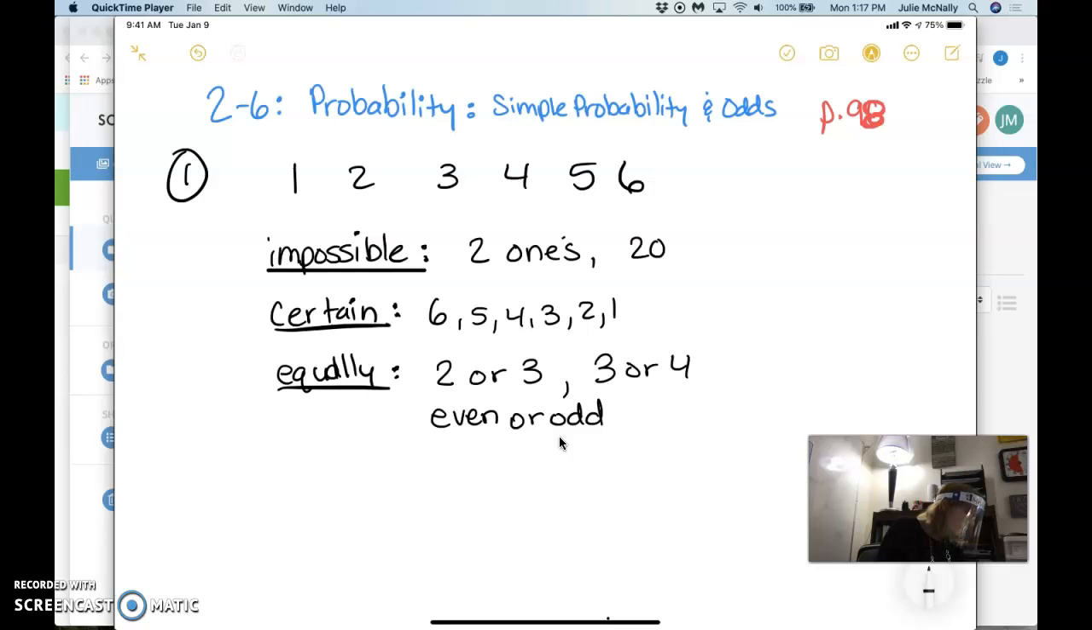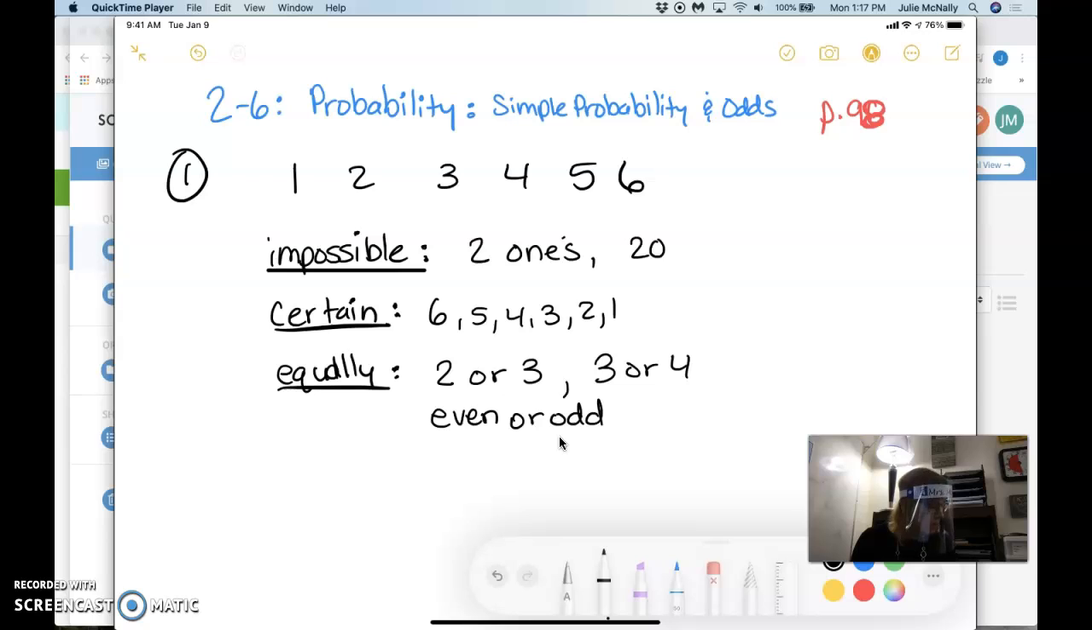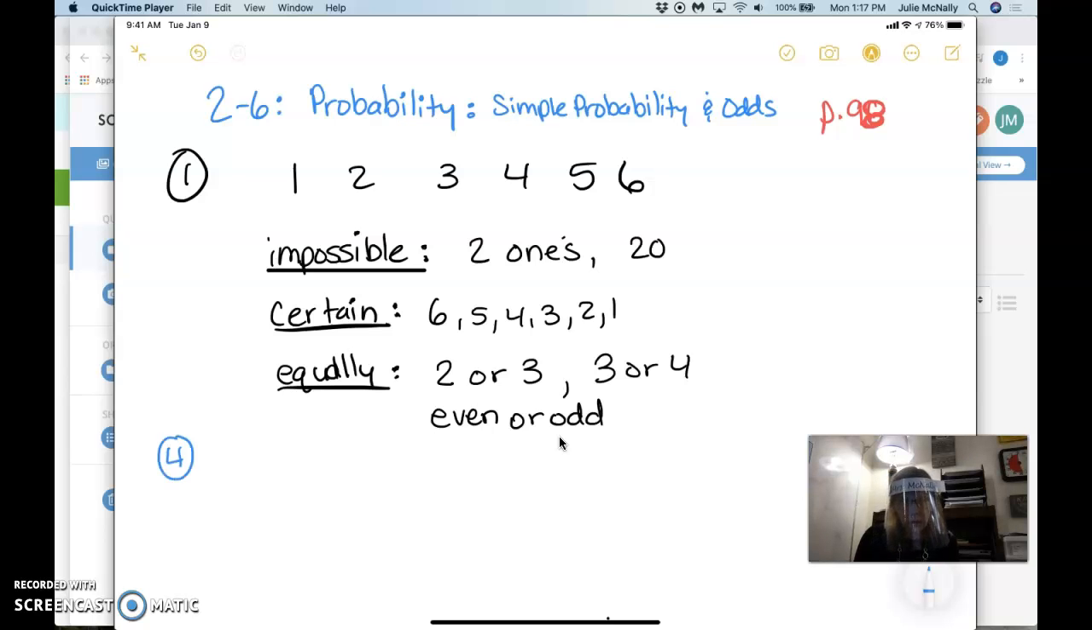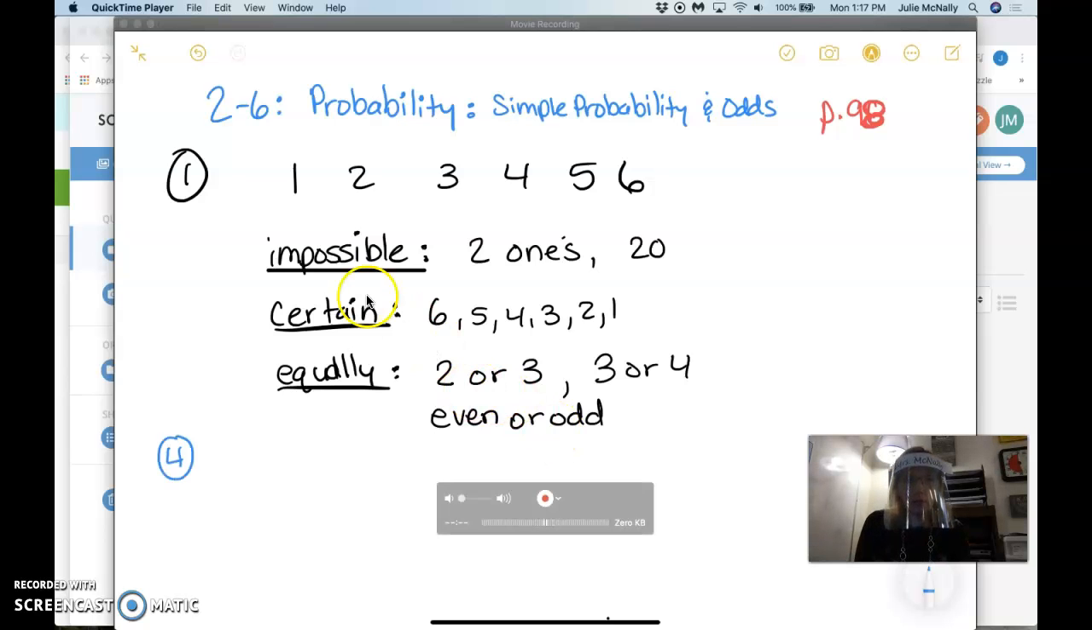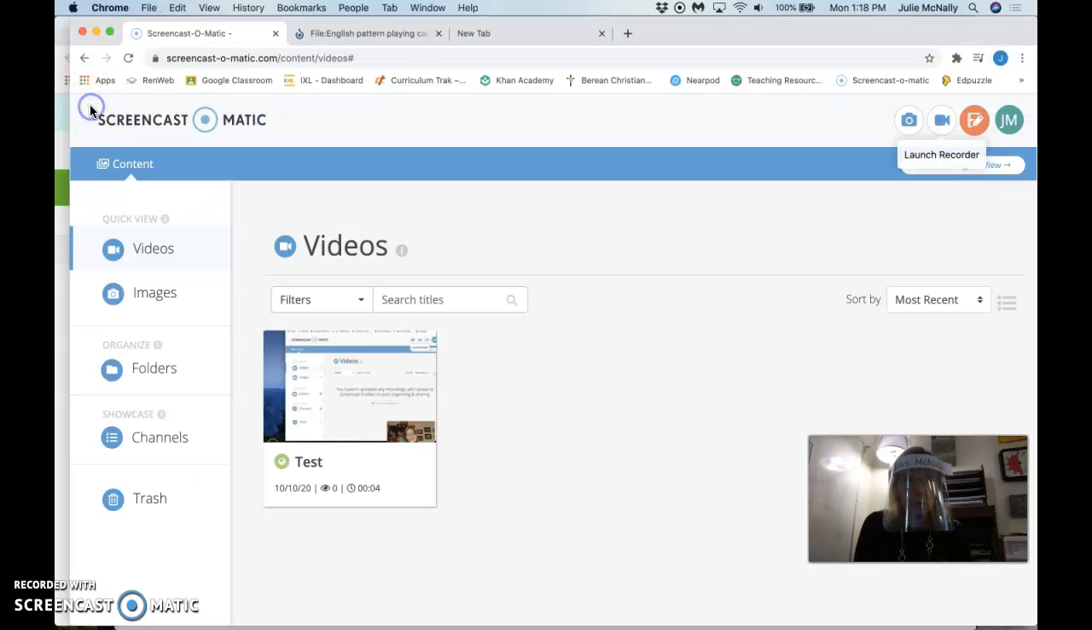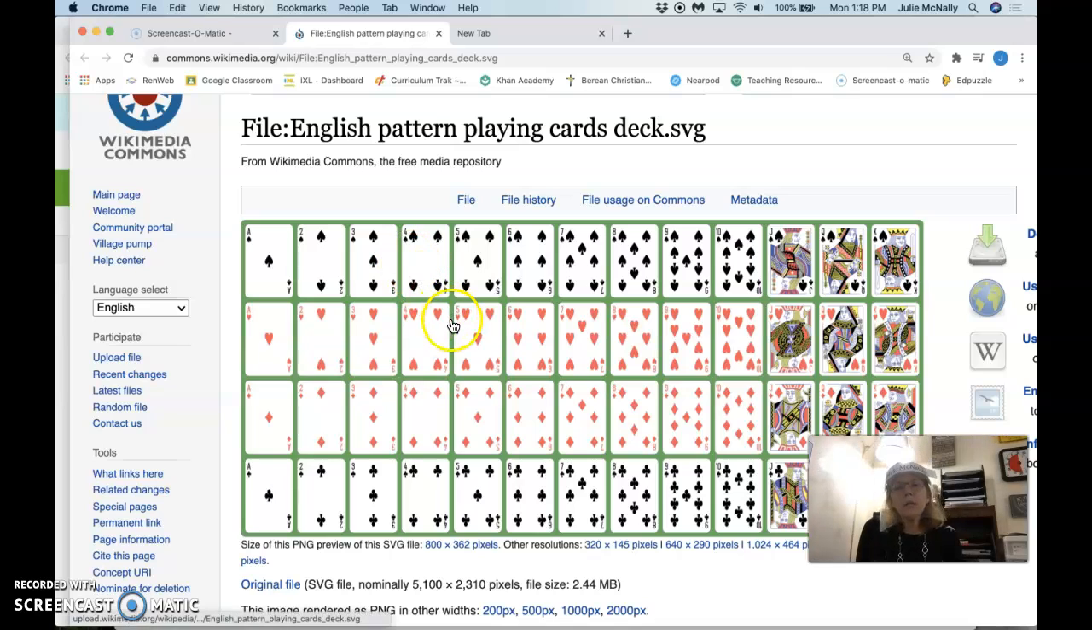Now we're going to skip down to numbers 4 through 7. It says a card is selected at random from a standard deck of cards to determine each probability. So before we can do numbers 4, 5, 6, and 7, we have to make sure that we know what a deck of cards looks like. So I'm going to flip to this web page that I pulled up, and hopefully you can see it if you're watching at home. Okay, so this is a deck of cards.